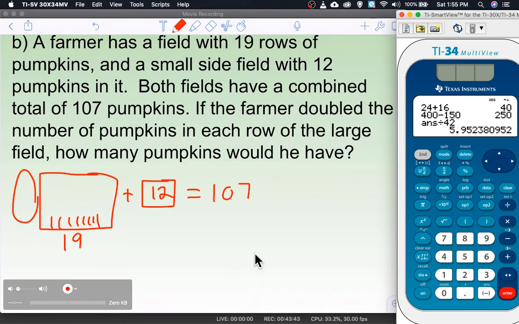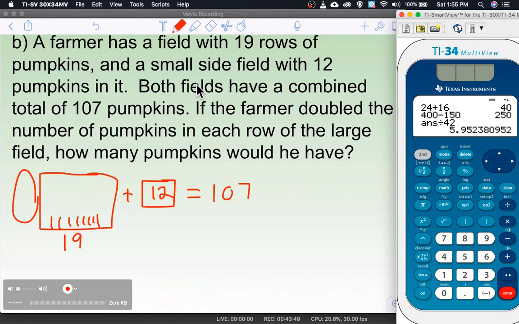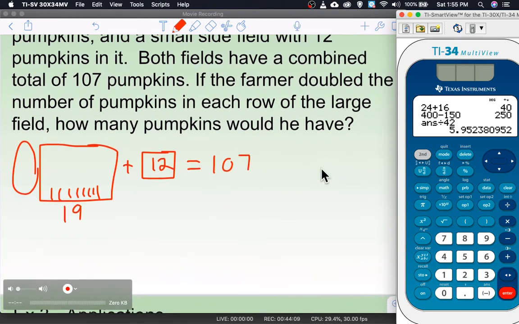Well, probably with a little bit of math you can. A little bit of solving equations, we can figure this out. The problem goes on to say, if the farmer doubled the number of pumpkins in each row of the large field, how many pumpkins would he have? So we actually need to find this number in order to do the problem. We want to double how many pumpkins are in each row. So let's solve this problem.